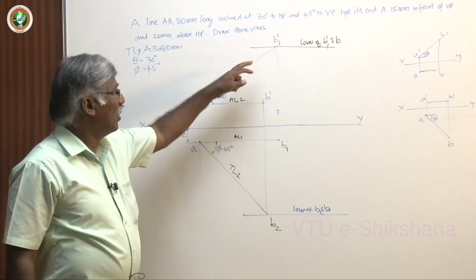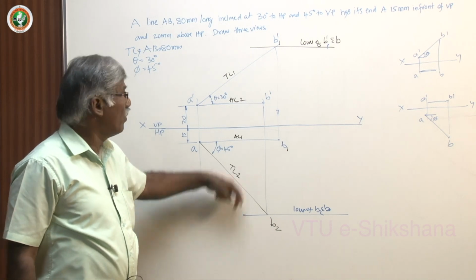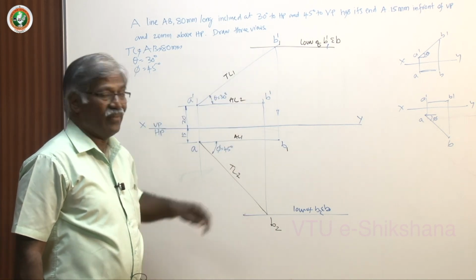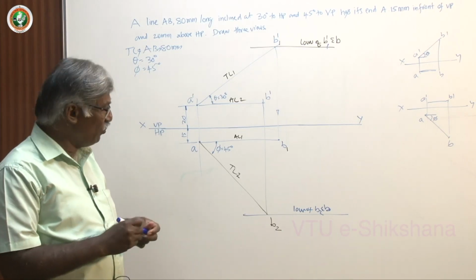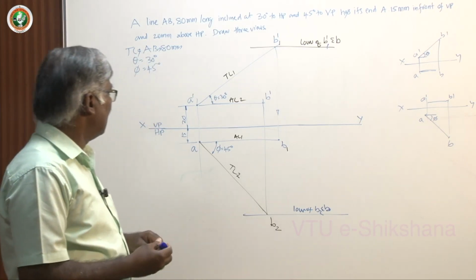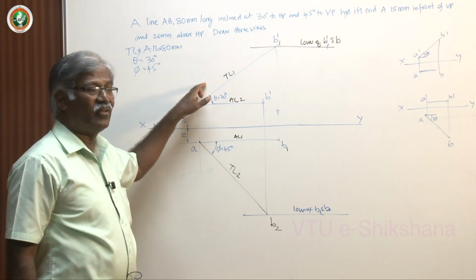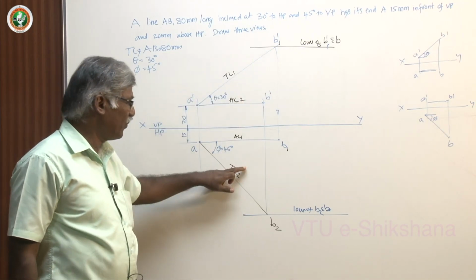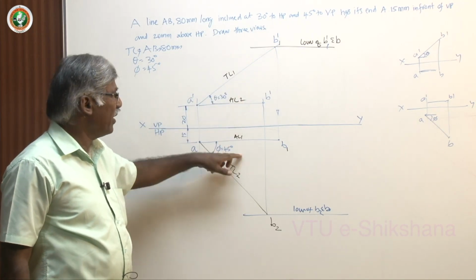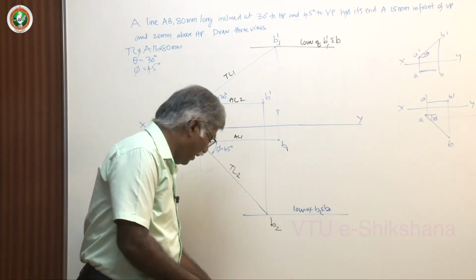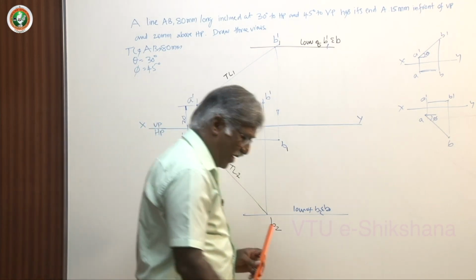Now the unknowns are the positions of B1 dash, B dash and B. So how to find them out? Now we came to know the initial position of the line with respect to HP, the initial position with respect to VP, and the corresponding apparent lengths in the top view. Okay, now I will make you understand in a better way.